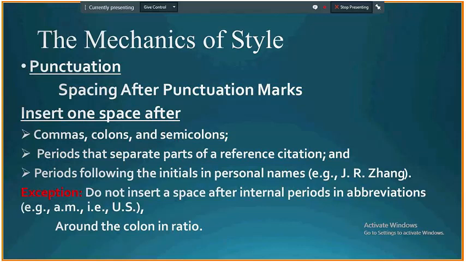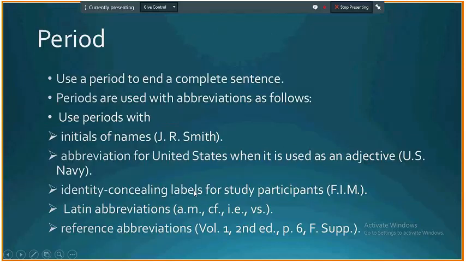Okay. What did you find here, madam? Yes, we should not insert a space between, for example, U period S. Thank you, madam, for your help. In that type of exception case, we need not insert any type of space after that.